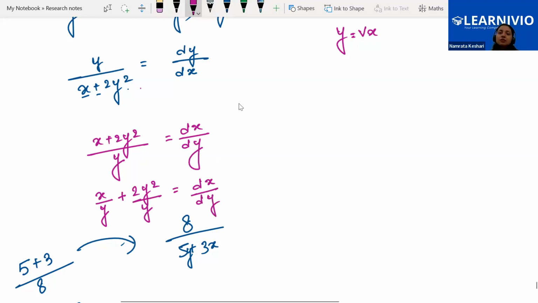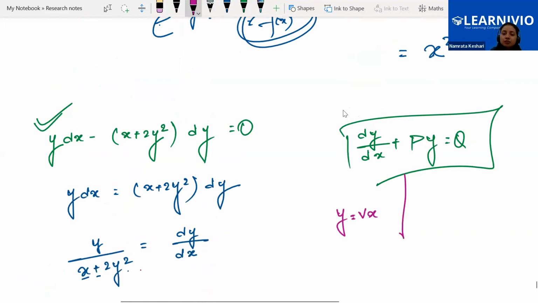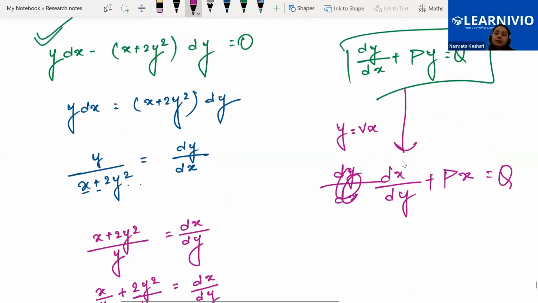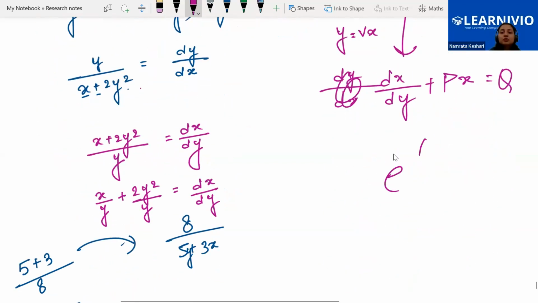What if the same linear differential equation, can we convert it in this form? Yes, ma'am. dx by dy plus Px is equal to Q. So the integrating factor will be e raised to integral P dy. Exactly. And let's check, it seems like we are almost there.